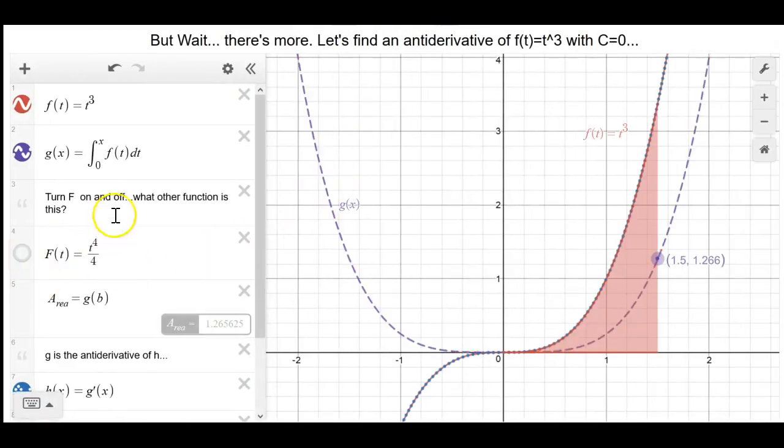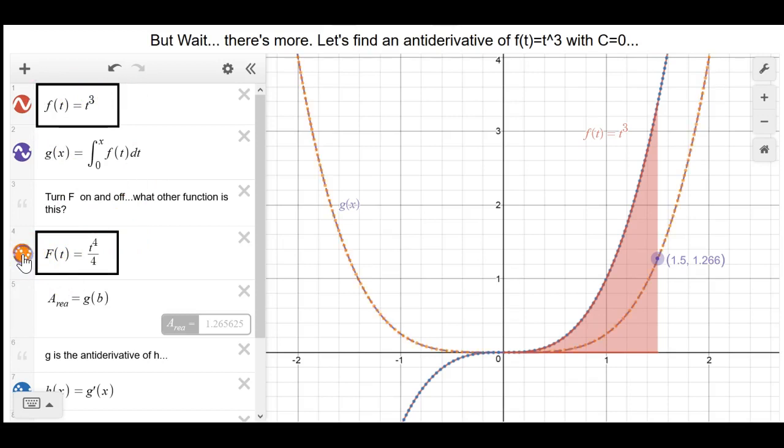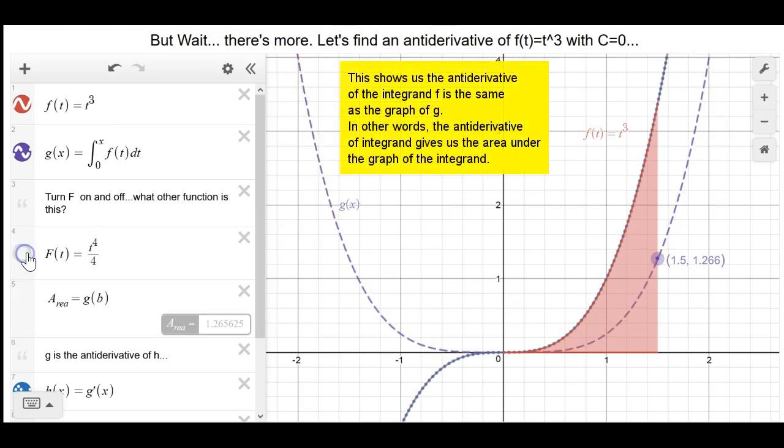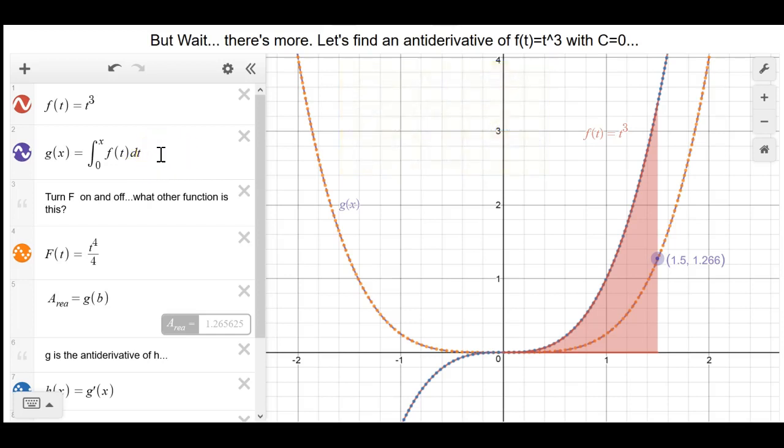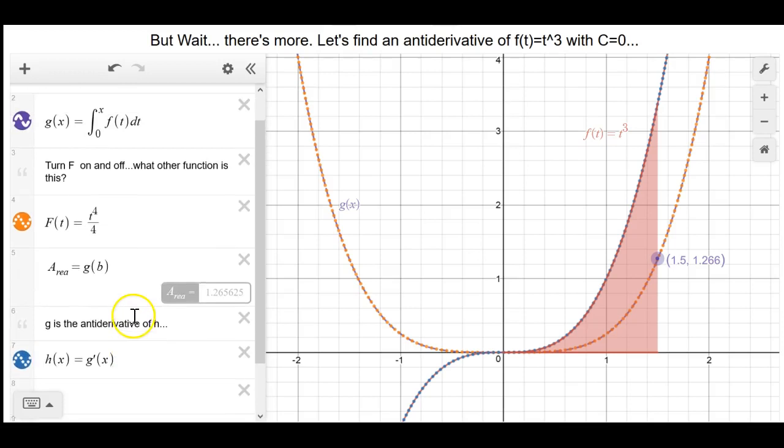So now I'm taking an antiderivative of f. This capital F is the antiderivative of f. And so when I turn that graph on, I see that that's the same as G. So there's more evidence that G is related to the antiderivative of f. The area under the curve of f is somehow related to the antiderivative, and they look to be the same. They have the same graph.